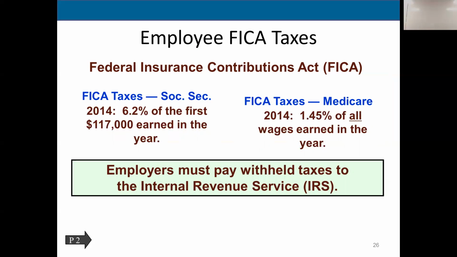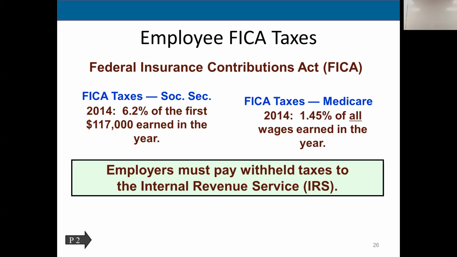Now what will change, back to the calculation: what's that 6.2% on the first, and give me a dollar amount? 127,200. So the stated rate remains unchanged. However, the income limit increases and is pegged toward inflation. So we're going to look at 2014. I just wanted to make a distinction of how these numbers change with time. So in 2014, 6.2% on the first 117,000 earned.